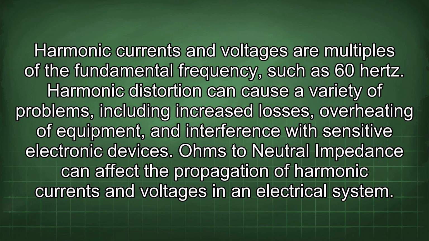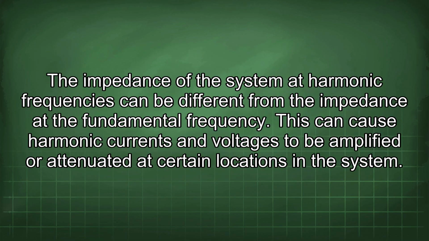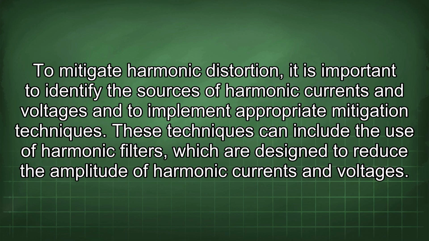Ohms to neutral impedance can affect the propagation of harmonic currents and voltages in an electrical system. The impedance of the system at harmonic frequencies can be different from the impedance at the fundamental frequency. This can cause harmonic currents and voltages to be amplified or attenuated at certain locations in the system. To mitigate harmonic distortion, it is important to identify the sources of harmonic currents and voltages and to implement appropriate mitigation techniques. These techniques can include the use of harmonic filters, which are designed to reduce the amplitude of harmonic currents and voltages.